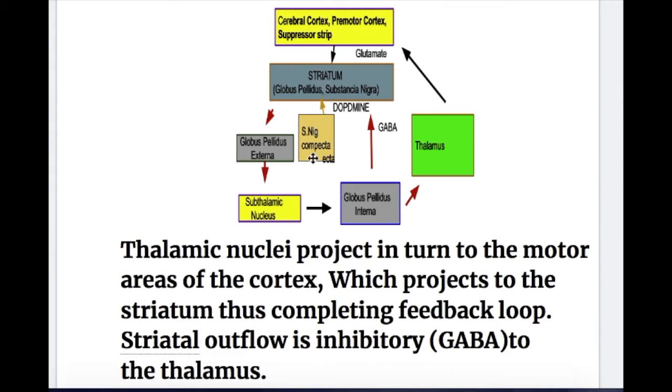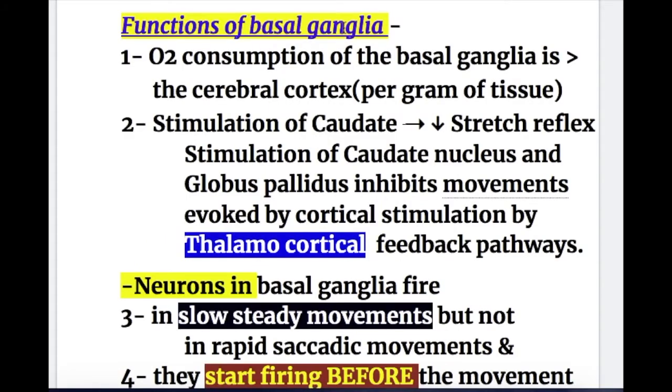And these red arrows indicate GABA, so the striatum projects on the thalamus by gamma aminobutyric acid, and the black arrow is glutamate that projects from thalamus to the cerebral cortex and from cerebral cortex to the striatum via glutamate. Now, functions of the basal ganglia.